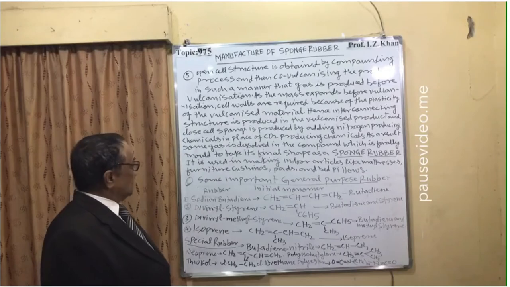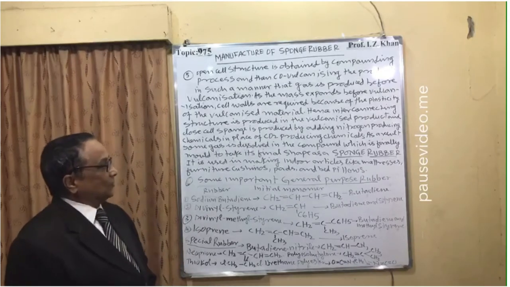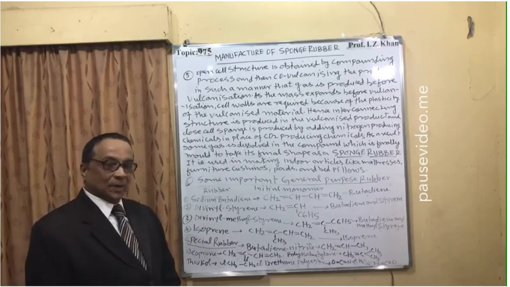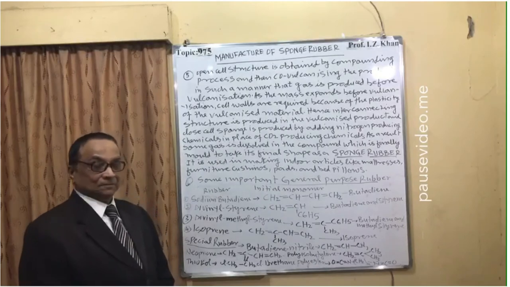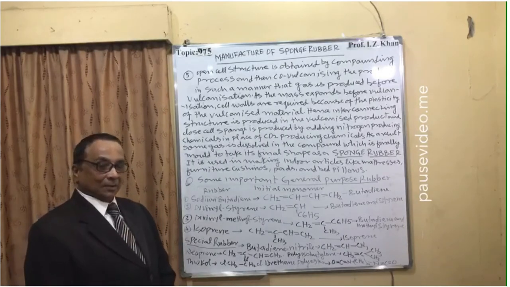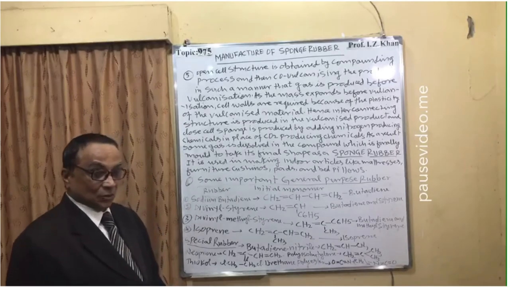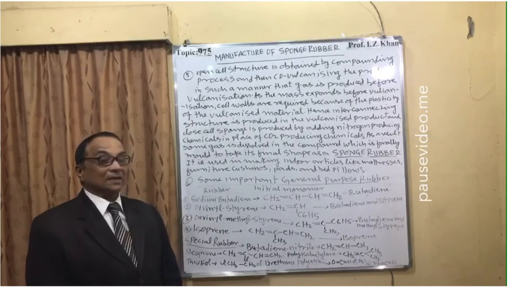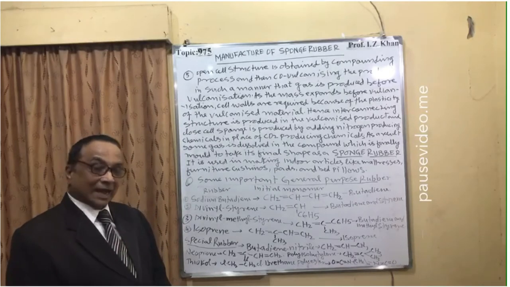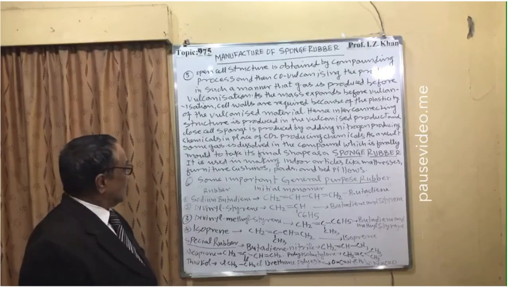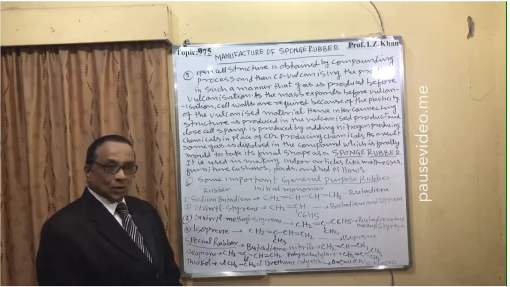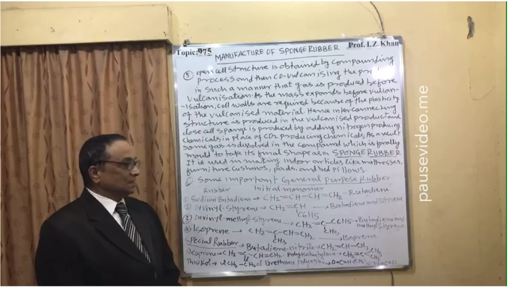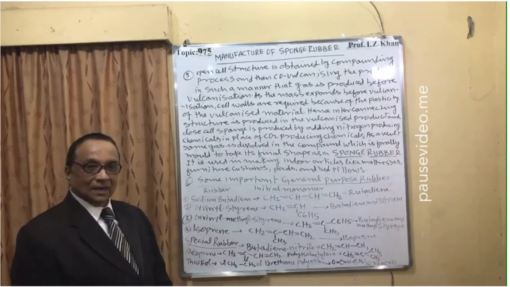As a result, some gas is dissolved in the compound which is finally molded to take its final shape as a sponge rubber. So those gases which are produced finally in place of carbon dioxide gas, that is nitrogen gases, they will be dissolved in that mass and it will make it spongy, and that is called sponge rubber. It is used in making indoor articles like mattresses, furniture cushions, pads and bed pillows.